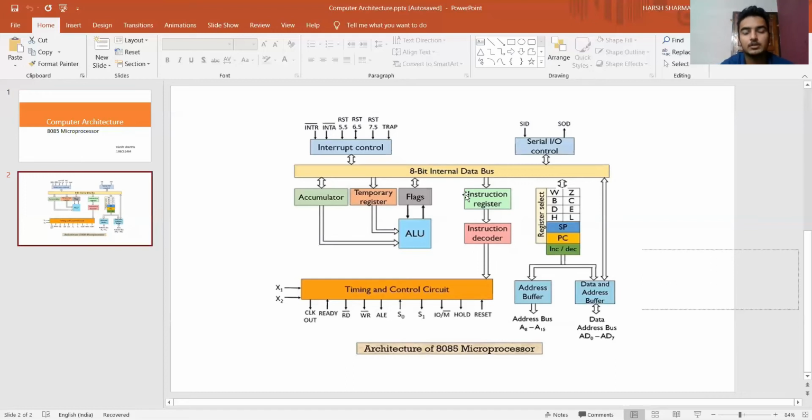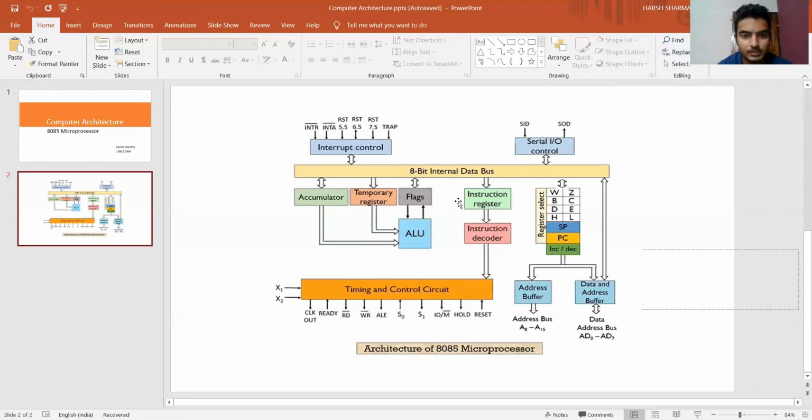After that, the data, which may be in any language like English, Hindi or French, will be converted into 1s and 0s, that is binary form, with the use of the instruction decoder. The instruction decoder's main work is to convert human readable language into machine language. When the data has been converted to binary, the timing and control circuit will work and send signals to the whole microprocessor about what it has to do.